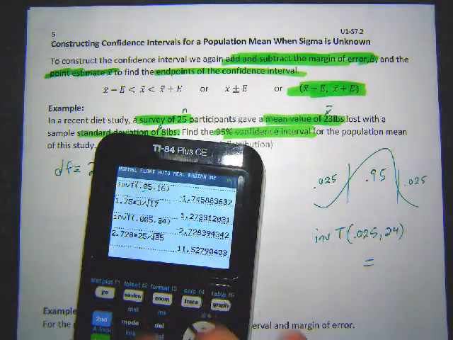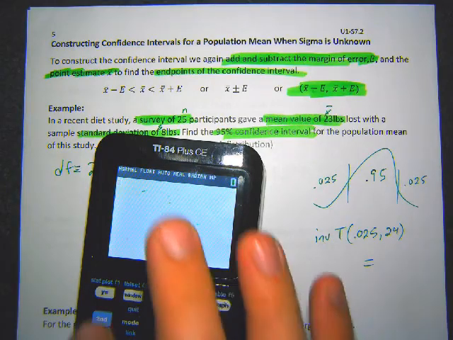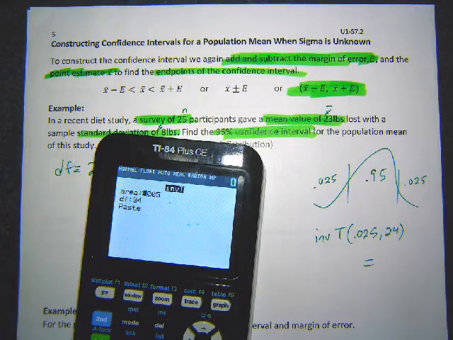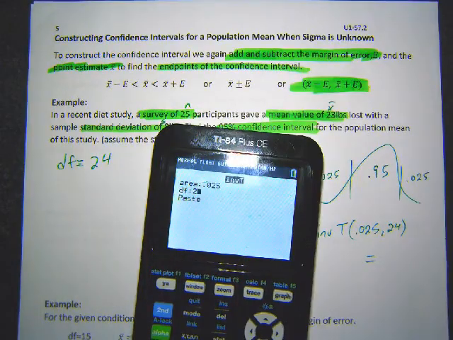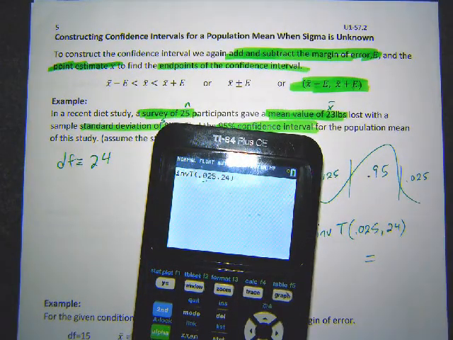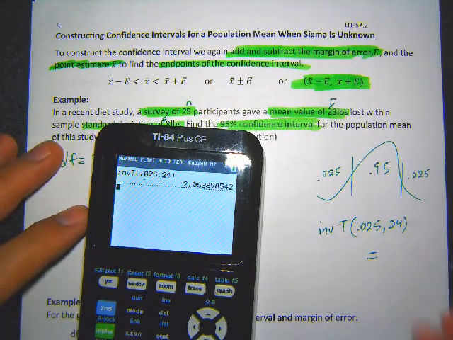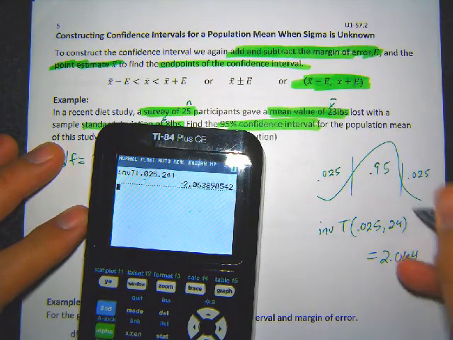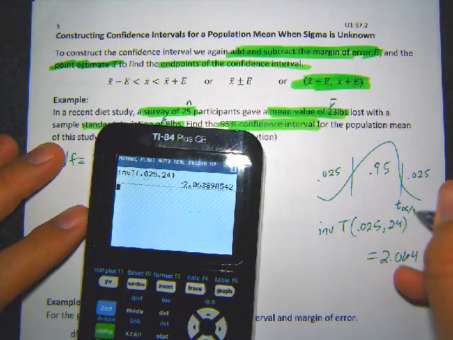So I'm going to clear this out just next to me. So the second distribution, inverse t, 0.025, because that's 2.5%. Degrees of freedom is 24. Put it in there. It's going to give me the negative, but I'm going to turn it into a positive again. So my critical value would be 2.064. That's my t-score that I found here, alpha over 2.